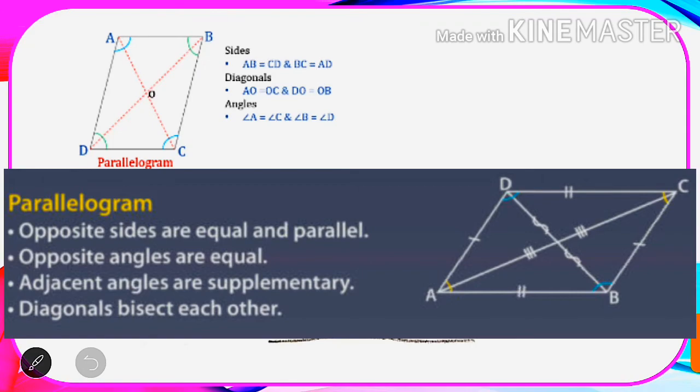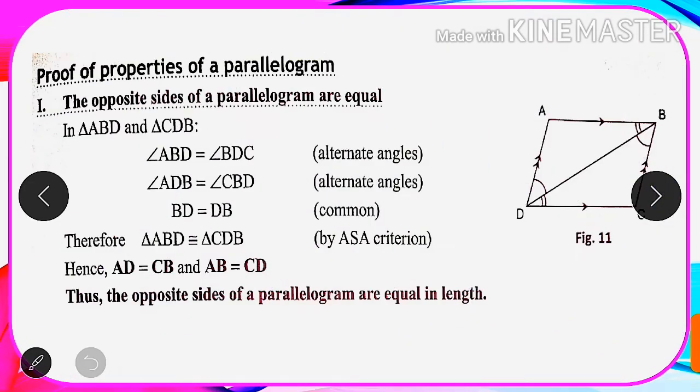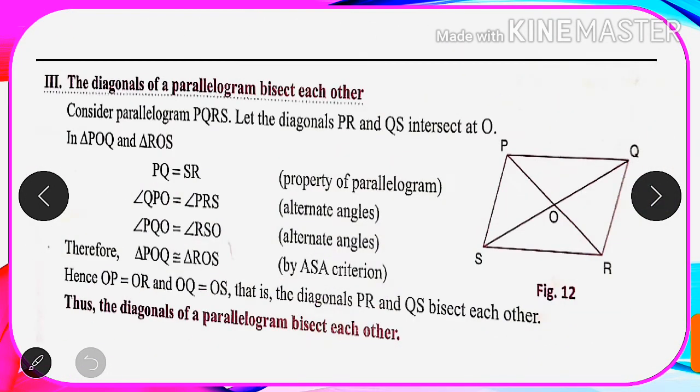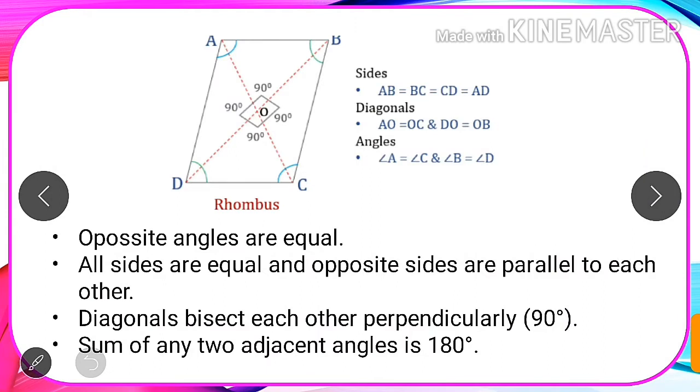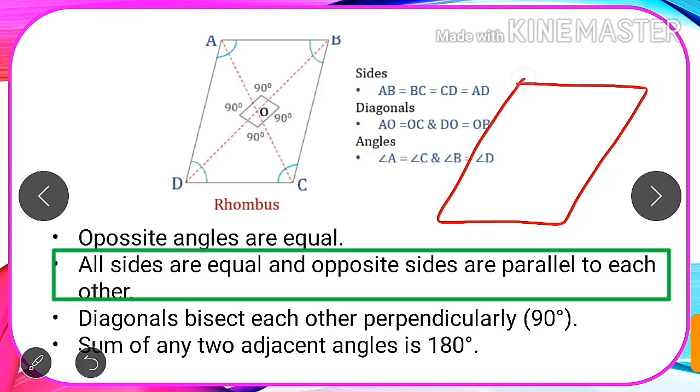So here are the four properties of parallelogram which I have discussed now. After that, we have the proof of these properties, which I will prove in the next class. After this, we will move on to the next special quadrilateral, that is rhombus. So let us draw one rhombus to know this figure better. Let this one be a rhombus.